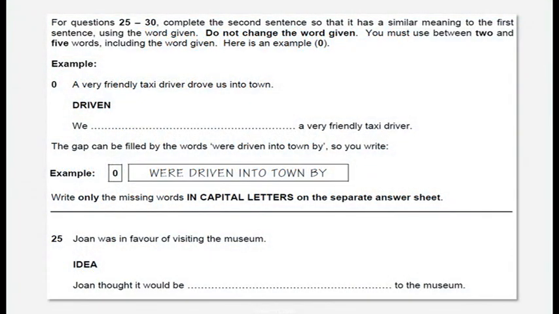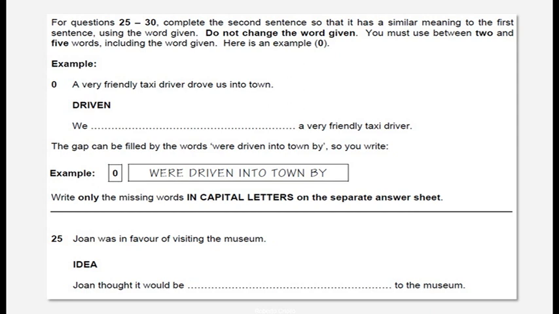Example from First B2, a Cambridge exam, and let's look at the instructions. For questions 25 to 30, complete the second sentence so that it has a similar meaning to the first sentence using the word given. This is one example. A very friendly taxi driver drove us into town. And we have the word driven. So we have to use the word driven in the new sentence. And we have part of the new sentence: We, a very friendly taxi driver. So the correct answer will be, we were driven into town by a very friendly taxi driver.